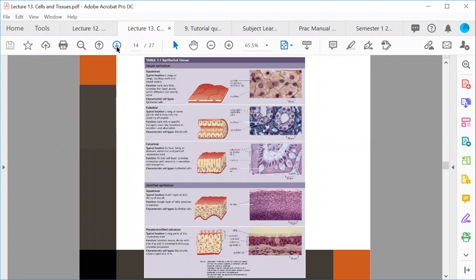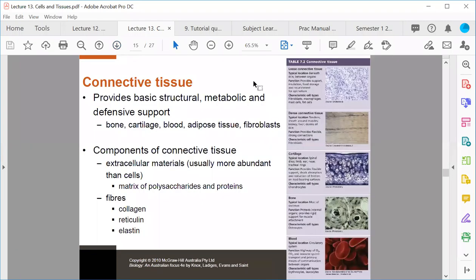Okay, so that's epithelial tissue. Our next major tissue type in animals is the connective tissue, which provides basic structural, metabolic and defensive support. So connective tissue normally has a large amount of extracellular matrix, ECM, that we were talking about earlier, and that ECM may be calcified, as you would find in bone and teeth. It can be fluid, as you would find in blood.